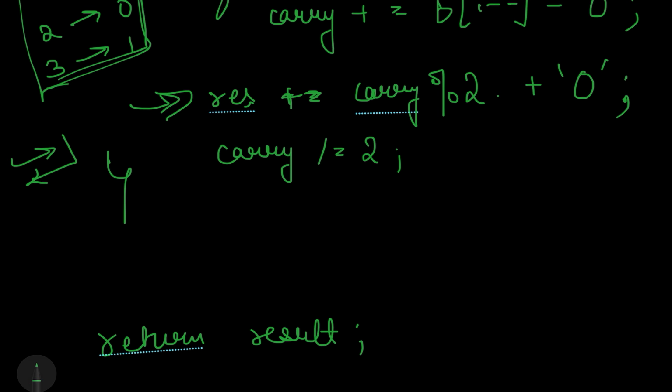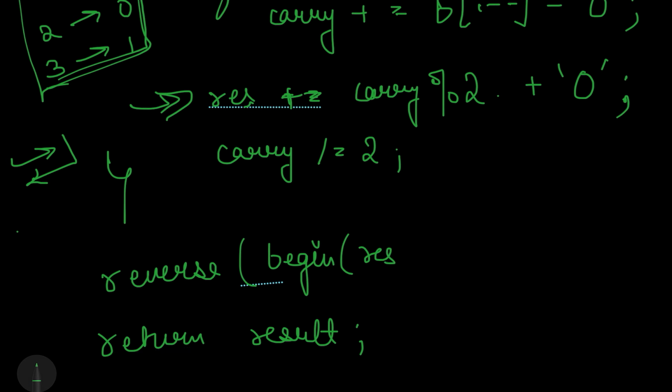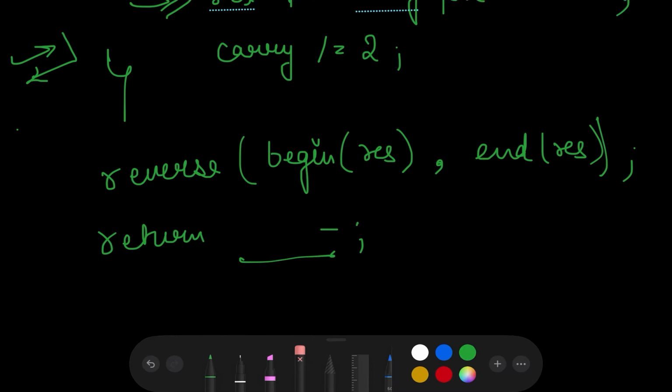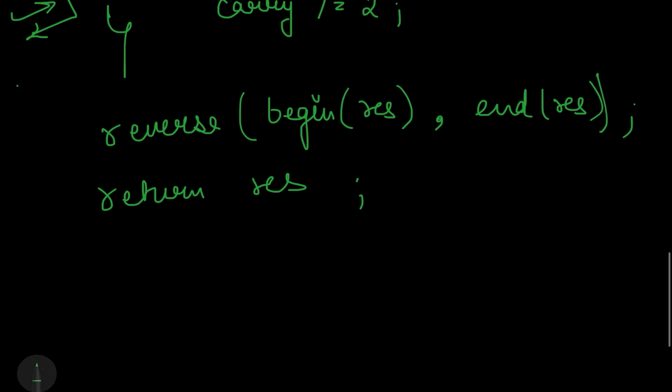Because we are adding string characters like this, it adds at the back, but what we have to do is add at the front. So simply before returning the result, we'll reverse this string, which is reverse of begin of result string, comma, end of result string. This will give us our perfect binary, and simply we'll return that. Oh, it was not result, it was the res variable. Okay, so simply we'll return our result.